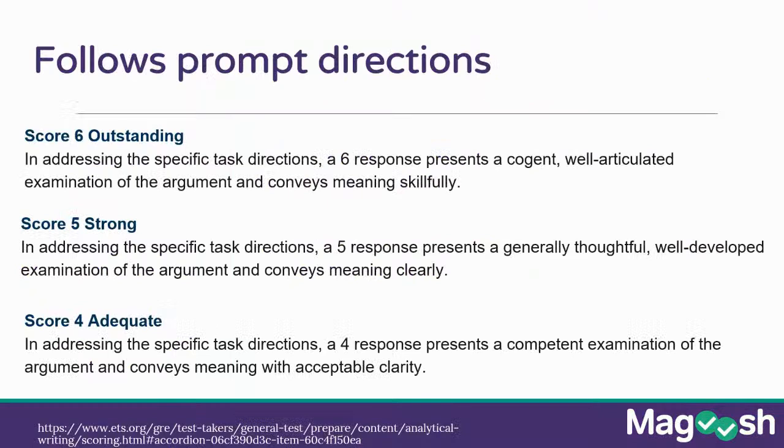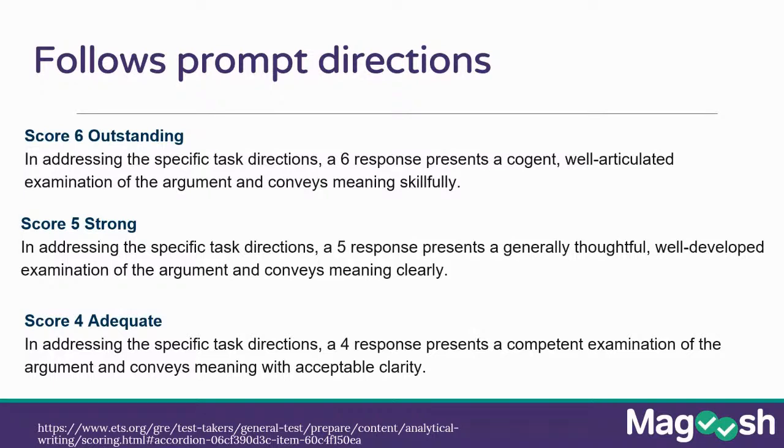So the first one is follows prompt directions. I'm not going to read these to you because that might not be very fun for you guys, but take a moment and just read through a 6, a 5, and a 4 in terms of follows prompt directions. These come from ETS. I'm giving these specifically because no matter what, this is a higher scoring essay. So there's no reason to look at what a 3, a 2, and a 1 would break down to be, because 3s, 2s, and 1s are all considered lower scoring essays because they are missing an essential element of a standard essay. 4s, 5s, and 6s all have what these essays need. So they're not missing anything, and it's really just now a matter of the quality of what you get.